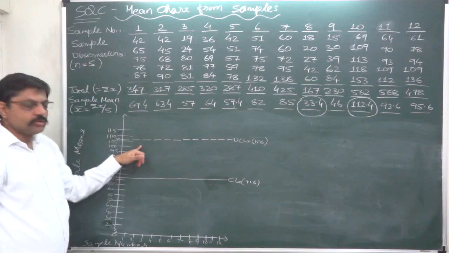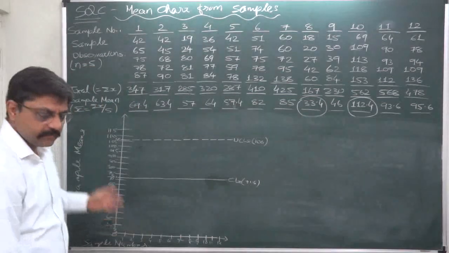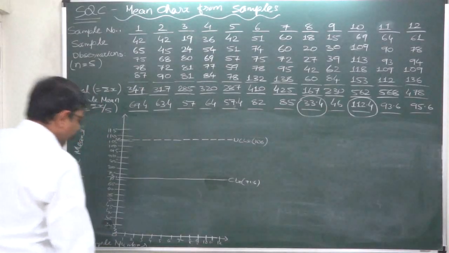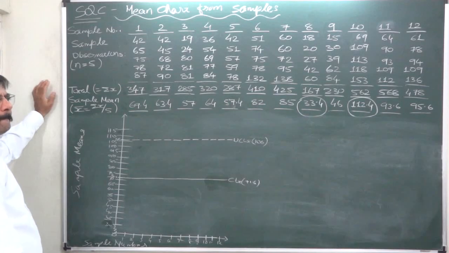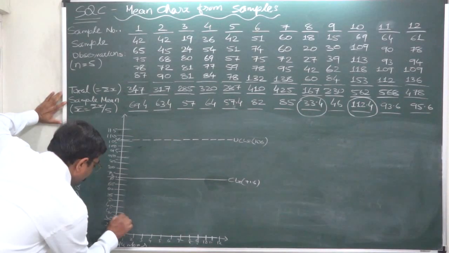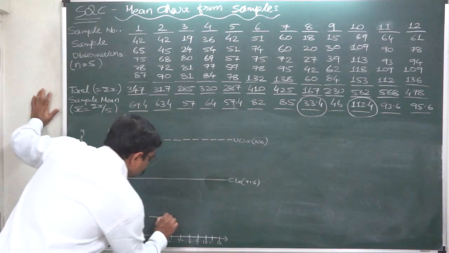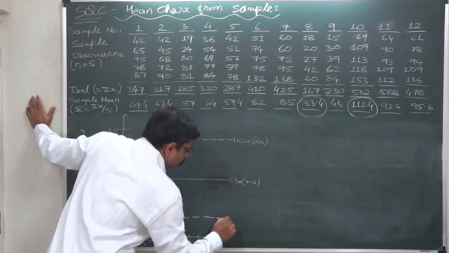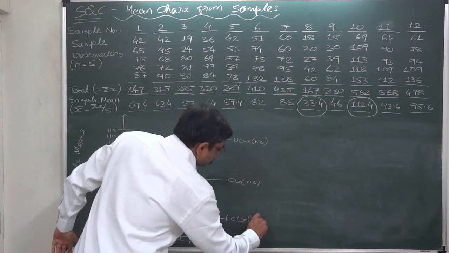1 millimeter equals to 1 decimal place. That's why I prefer to round off everything with 1 decimal place value only. Yes, lower control limit is 37.2. 37.2 can be taken here somewhere, and this is lower control limit, so it is shown through dotted line. Lower control limit of mean 37.2.